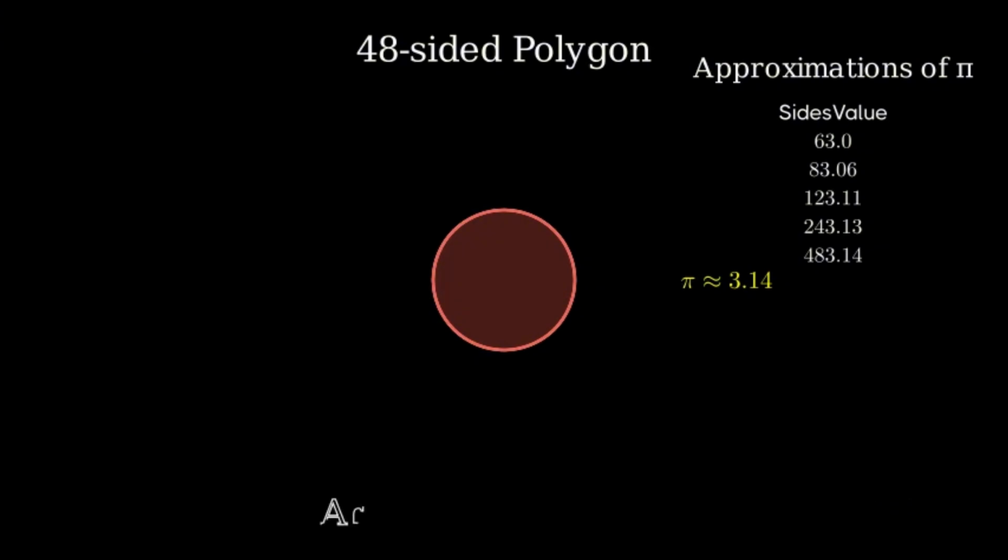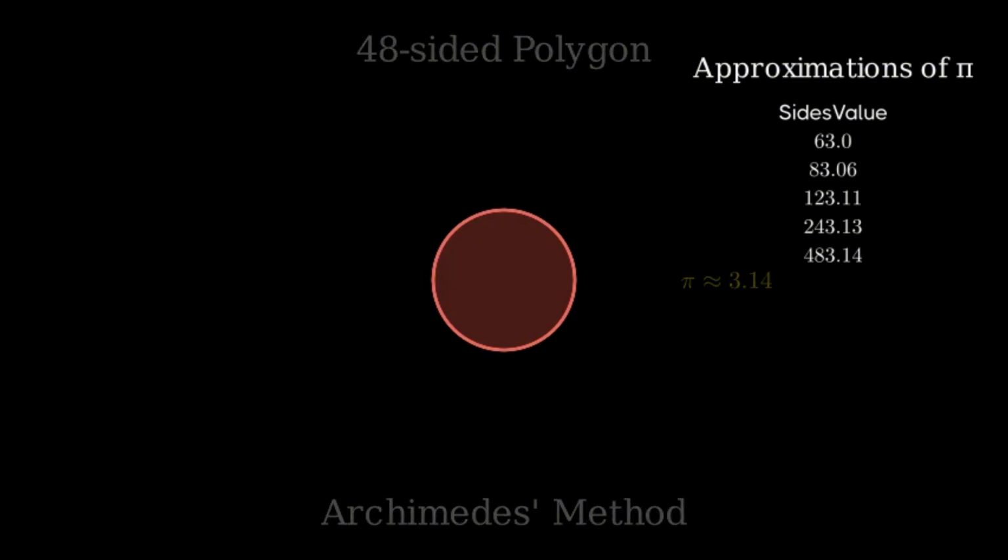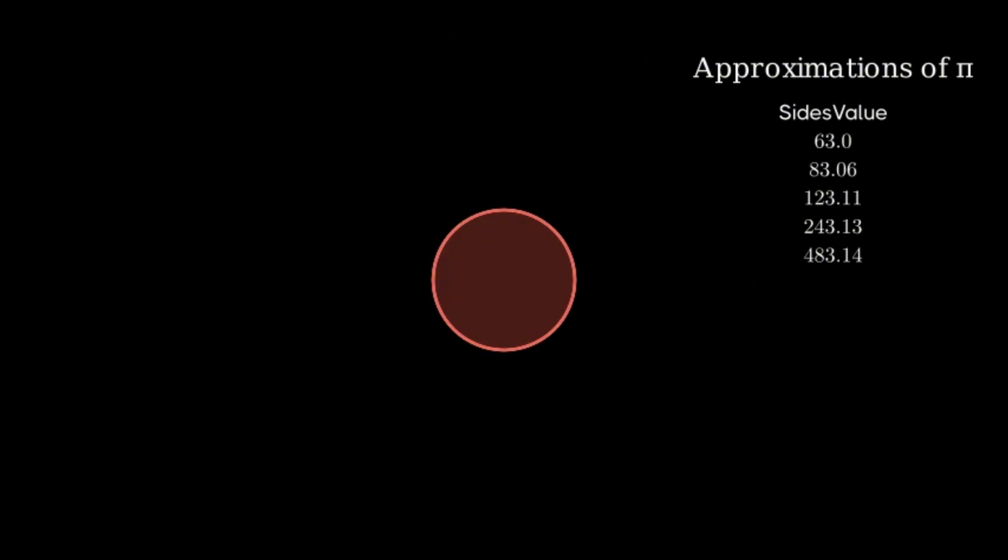The key insight of this method is that as we increase the number of sides, the polygon's perimeter converges to the circle's circumference. Theoretically, a polygon with an infinite number of sides would have exactly the same perimeter as the circle. What's remarkable about this approach is that it gives us a systematic way to approximate pi with increasing accuracy using only the geometric tools available to ancient mathematicians.